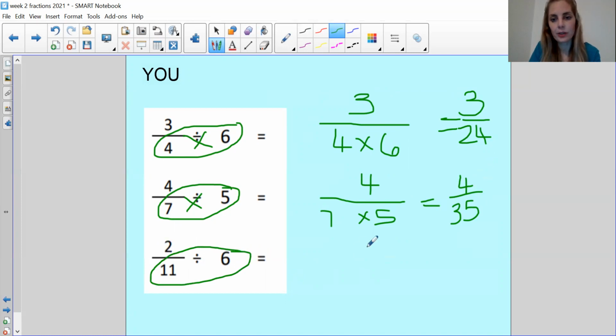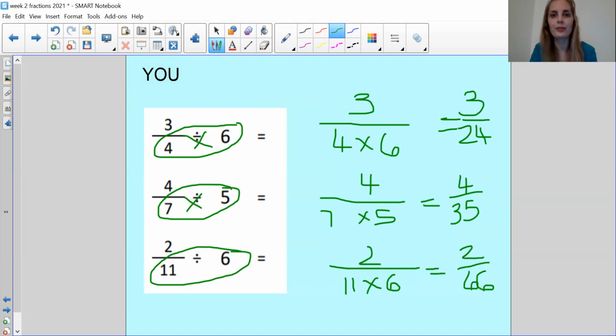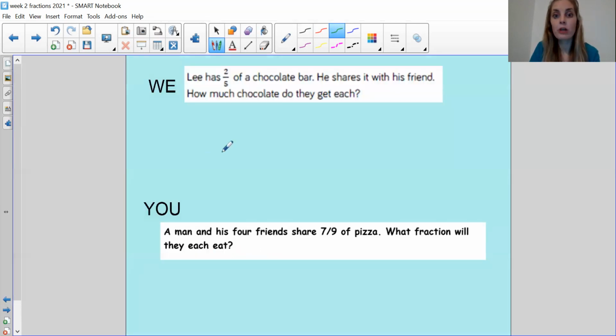Again, leave the numerator the same. Do not touch the top number. Multiply the bottom number with the whole number. And that is as easy as pie. Hopefully that makes a lot of sense for you guys, and you are now ready to look at the word sums.